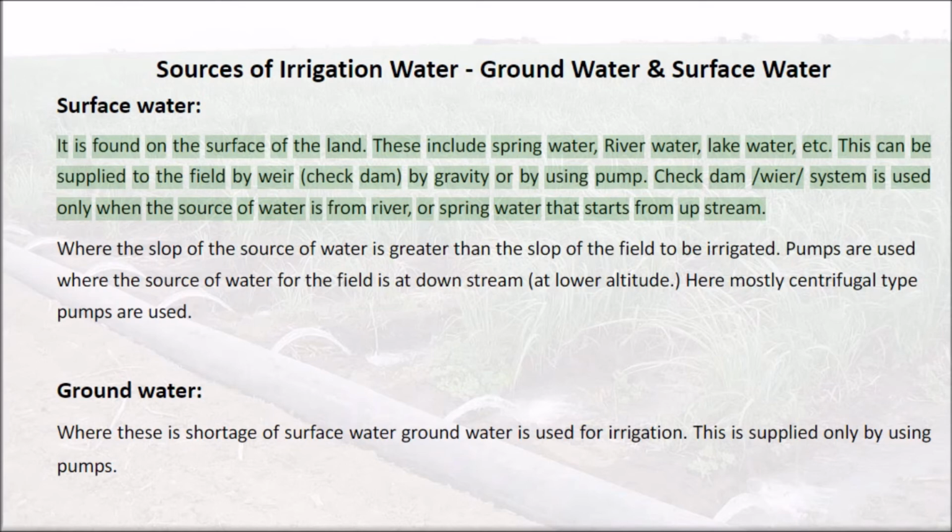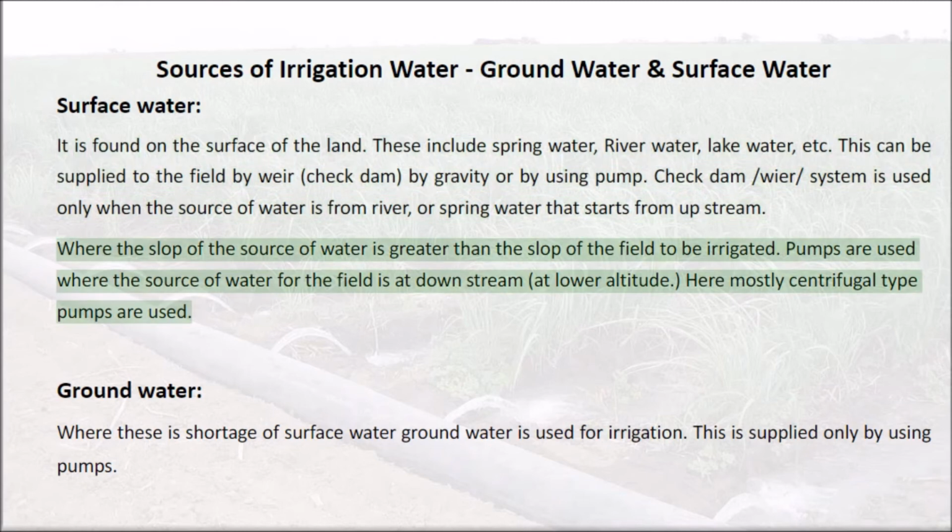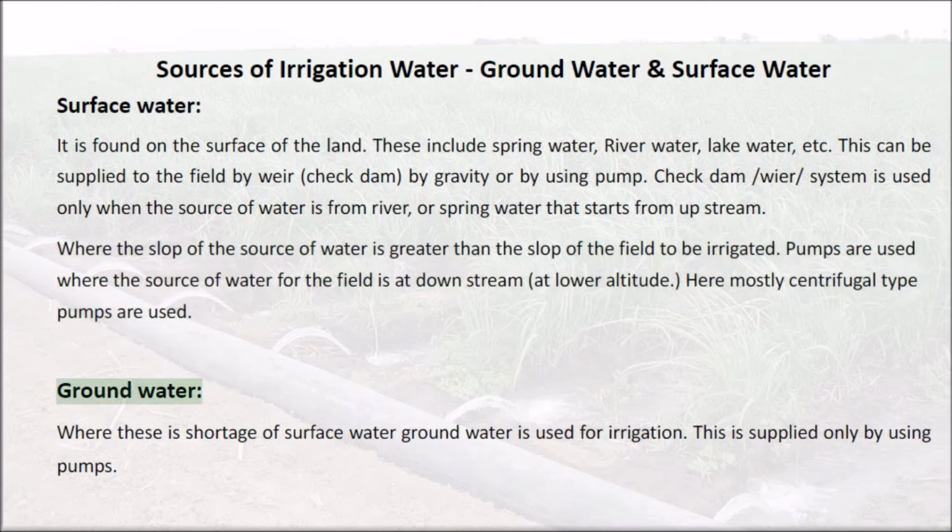A check dam or weir system is used only when the source of water is a river or spring that starts from upstream, where the slope of the source of water is greater than the slope of the field to be irrigated. Pumps are used where the source of water for the field is downstream, at a lower altitude. Here mostly centrifugal type pumps are used. Groundwater.